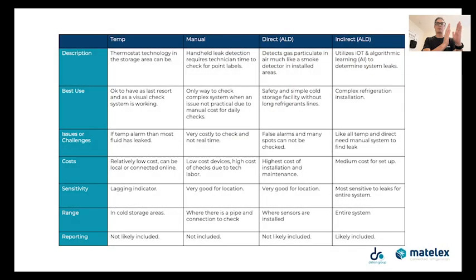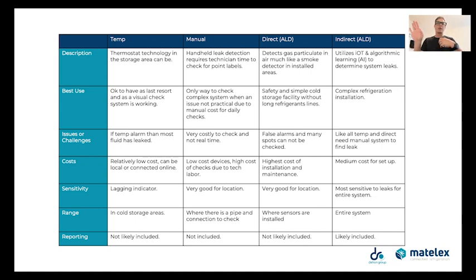There's 4 different technologies on this chart. There's temperature sensors, manual detection, direct detection, and indirect detection. Typically kind of moving left to right from temperatures to indirect detection, the technology is newer. I'm not here to advocate for one or the other, but just kind of go over some of the differences.